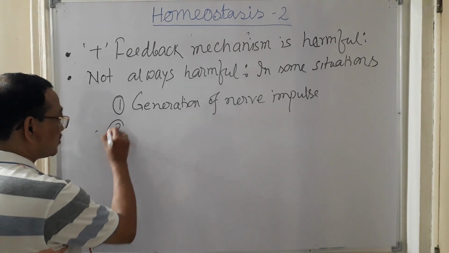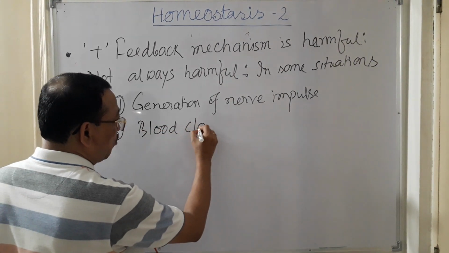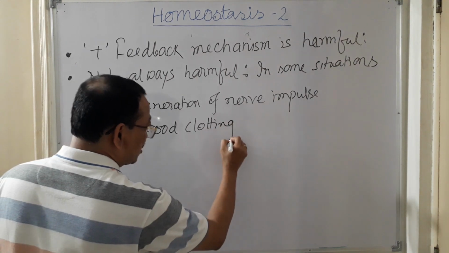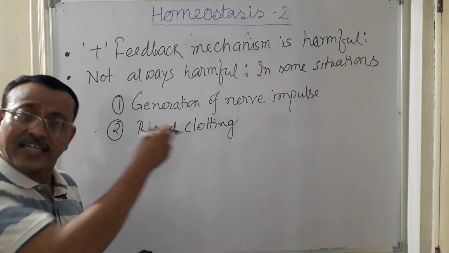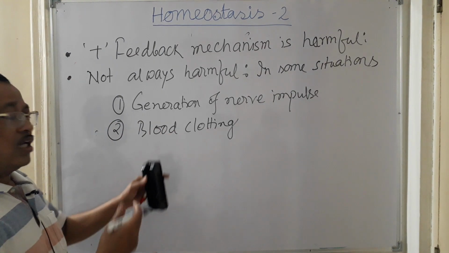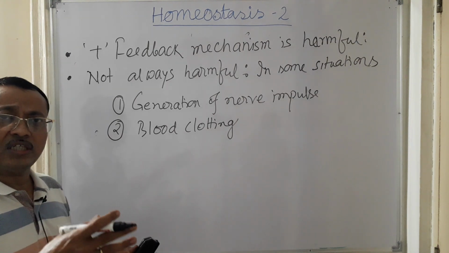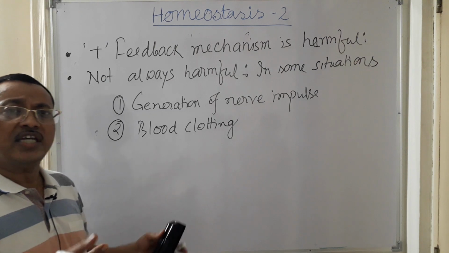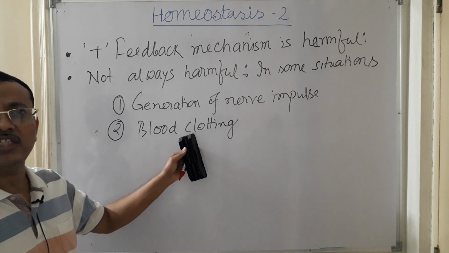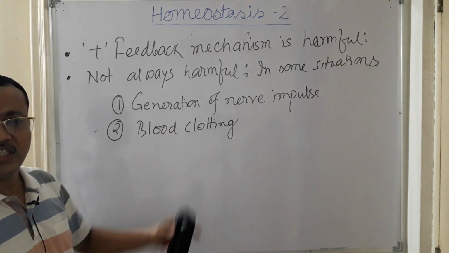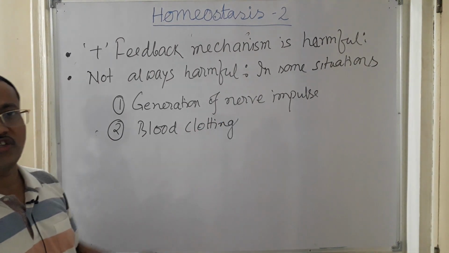Second one is the blood clotting mechanism. You know that in response to any injury, blood loss starts, and that can result in the death of the person, which happened to the second person. So blood clotting is the normal physiological mechanism of the body by which blood loss is prevented. It is a very useful mechanism of our body, which is also going on by the positive feedback cycle. In this case also, it is not harmful, it is beneficial.